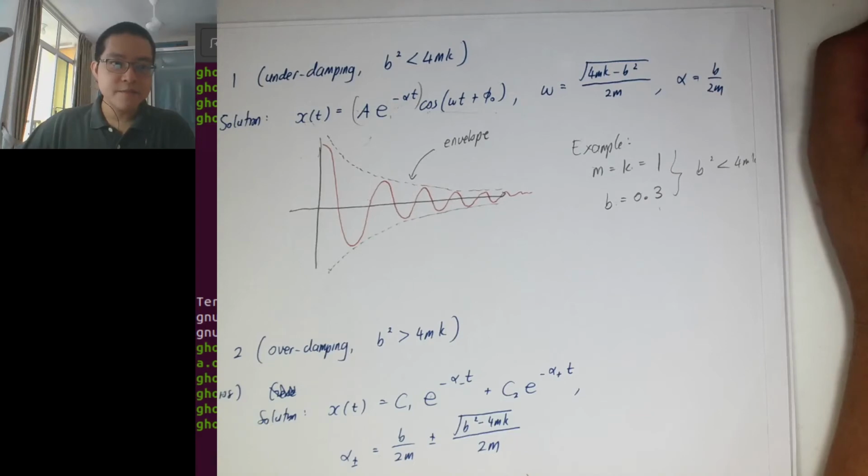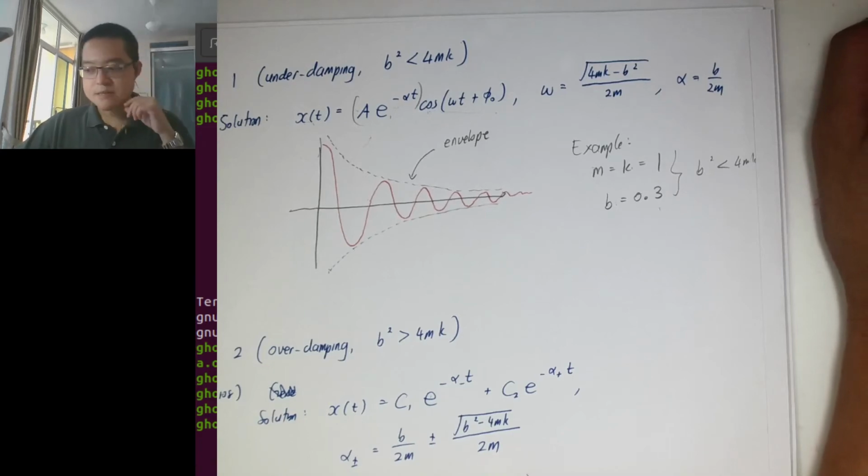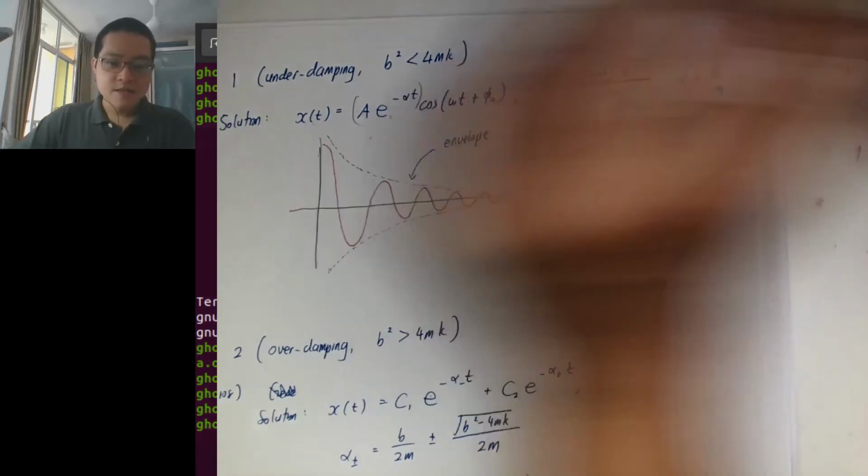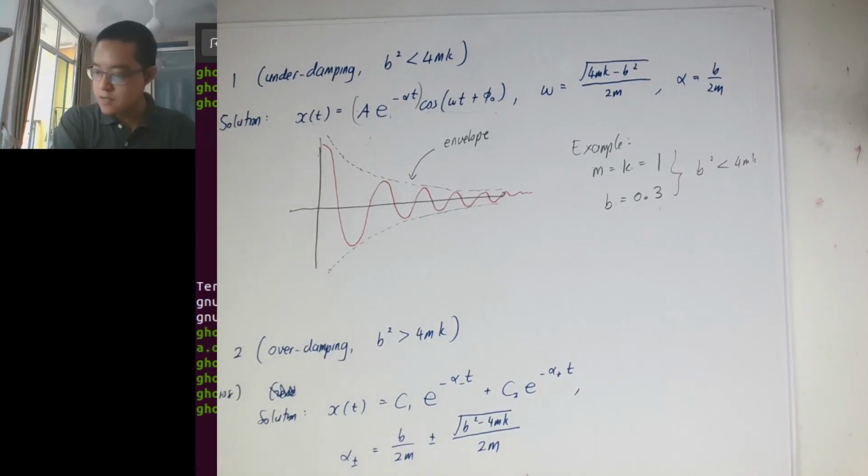So I start from this oscillating spring, and as you can see, it is following the exponential envelope. It will oscillate like this and then slowly die down to 0. So this is the under damping case. Now let me look at the over damping.